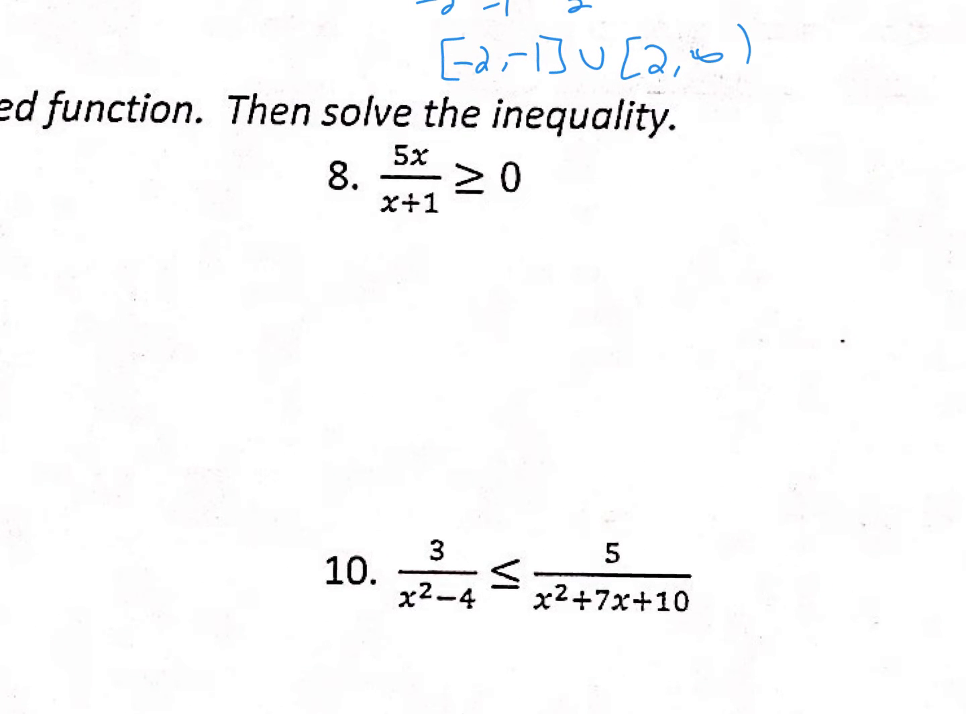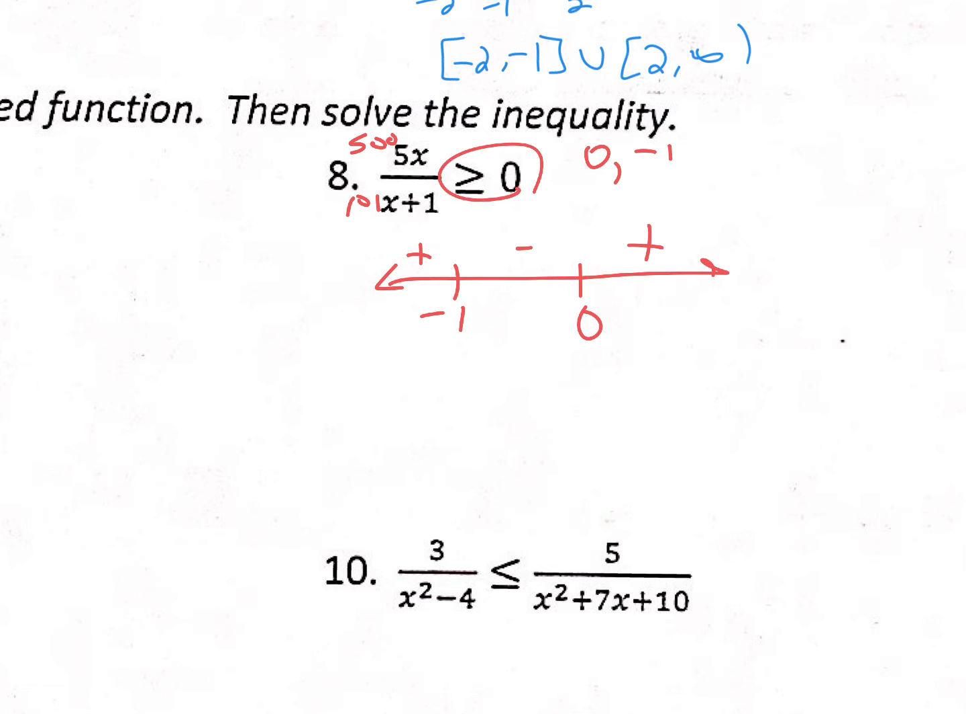Number 8, same deal. What makes the top 0? 0 does. What makes the bottom 0? -1. Those are my critical values. So I'm putting -1 here, 0 there, plugging in 100. If I plug in 100, it's 500 on the top, 101 on the bottom. They're both positive. That's minus, that's plus. I'm looking for a greater than 0 again. Seems like I keep on looking for positive. So it's from negative infinity to -1, and also from 0 to infinity, with brackets because of the equal sign.